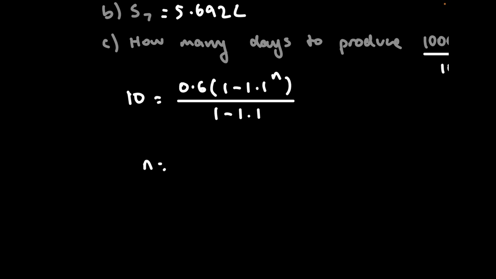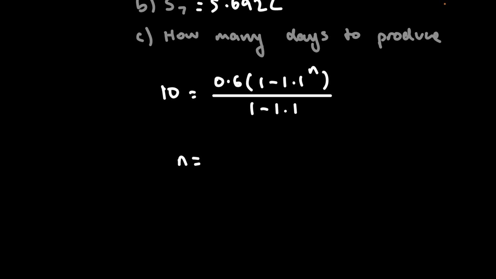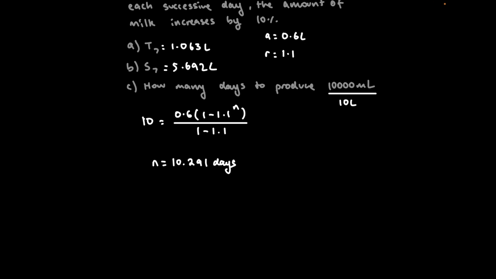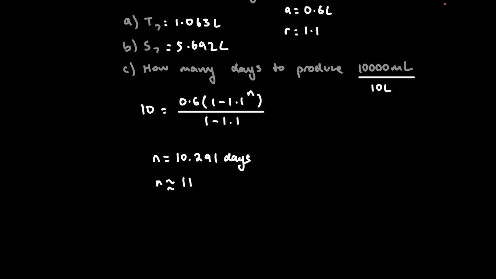And if you do that, you would get that n is simply equal to 10.291. Oh, so in this case, it's meant to be days. Okay, so that means how many days to produce 10,000 milliliters? Well, he doesn't quite get there on the 10th day, or after day 10. So we're going to say n is roughly going to be 11 days. Okay, so that's how you solve this question here.